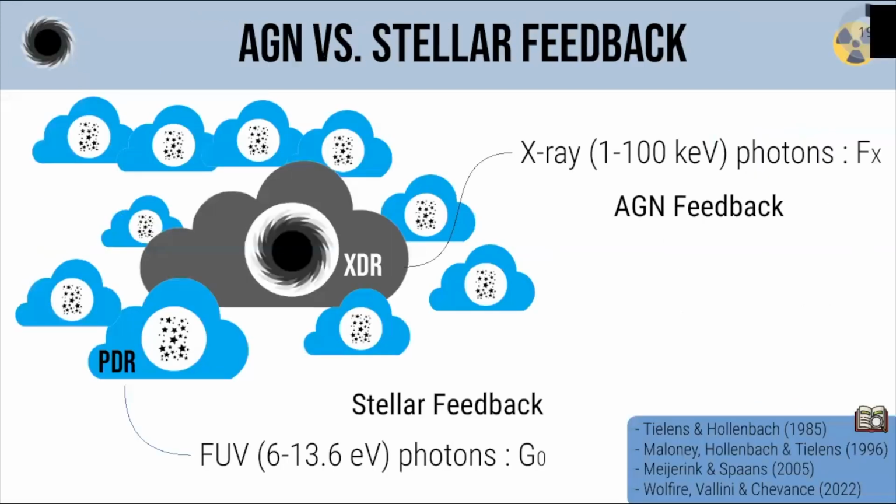So when talking about radiative feedback, we have to carefully differentiate between AGN and stellar feedback. Stellar feedback is mainly due to far ultraviolet photons coming from young stars, and these create photodissociation regions, or PDR, in the ISM. The far ultraviolet flux is mainly expressed in these G0 units, while the XDR is an analog but created by X-ray radiation coming from the AGN.